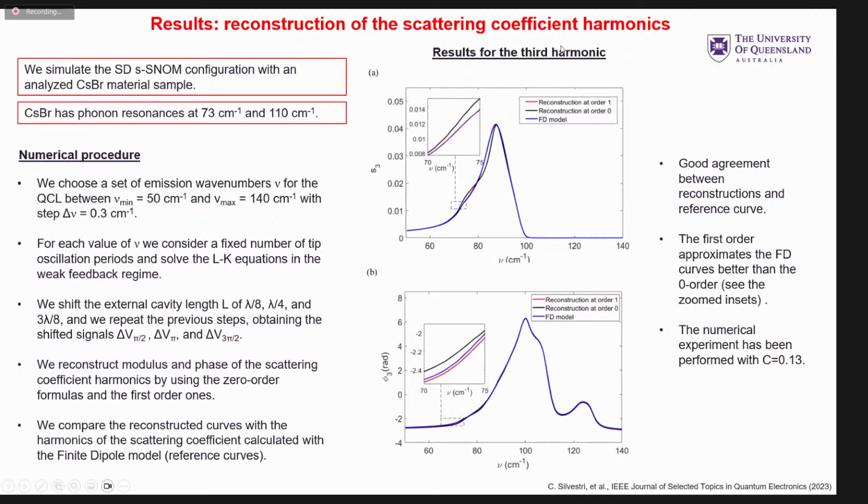Here we show the results for the 3rd harmonic of the scattering coefficient. So S3 is the modulus and phi3 is the phase of the 3rd harmonic of the scattering coefficient. And the blue curve is the reference curve. The black one is the reconstruction at 0 order, rigorously valid in the very weak feedback regime. And the red one is the reconstruction at the 1st order. And we can notice that there is a good agreement between reconstructions and reference curve, but from this zoomed-in boxes, we can see that the 1st order is almost overlapped with the reference curve. So the 1st order approximation results better than the 0 order approximation, as expected.